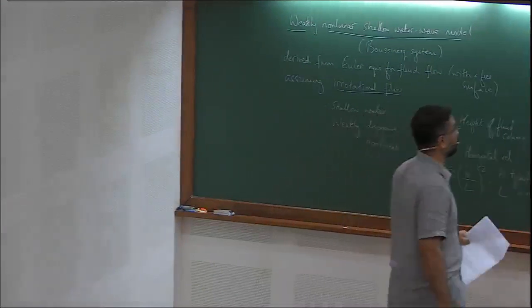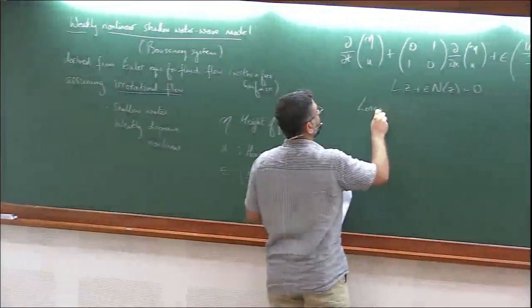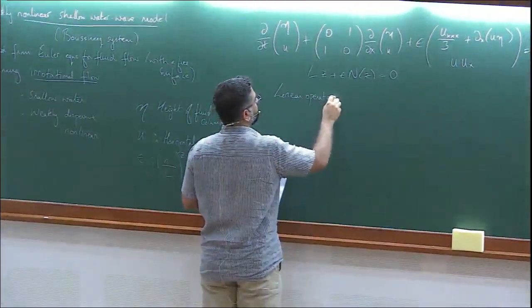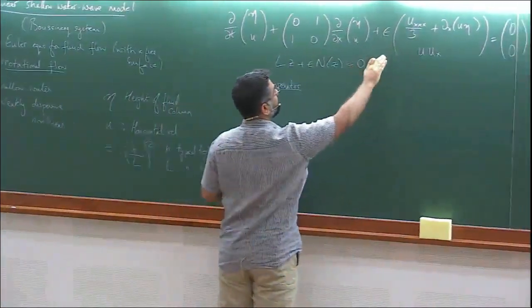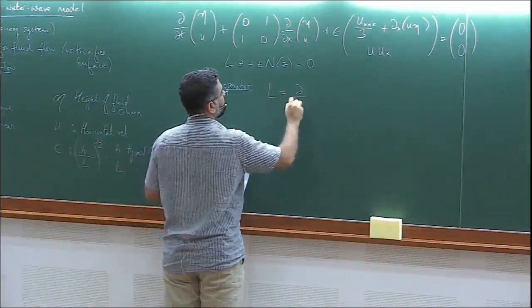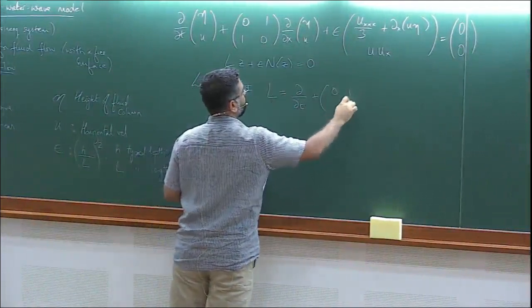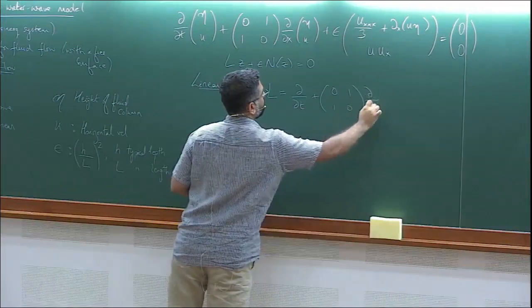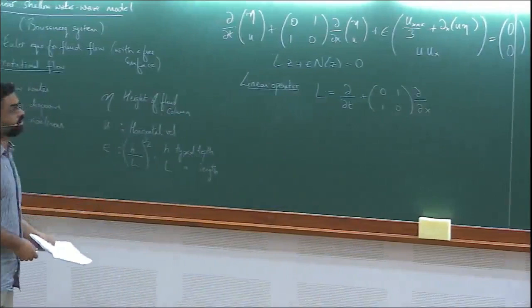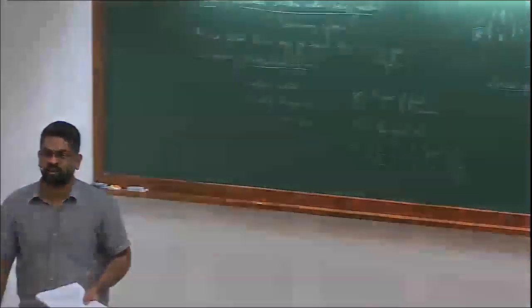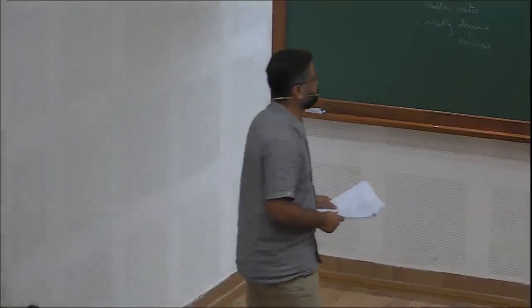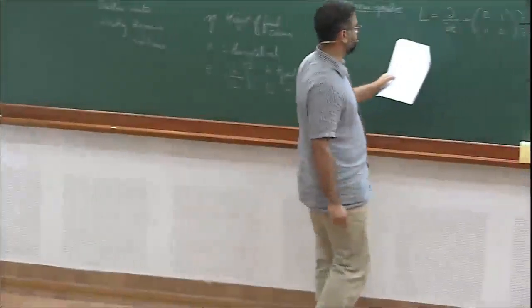Okay, so I'll still call it the linear operator, but keep in mind I'm really interested in the order 1 linear operator. L is d/dt plus the matrix 0, 1, 1, 0 times d/dx. Okay, and I need to know its null space. I would also want to know its adjoint and the null space of the adjoint. Okay, so what is the null space of this?